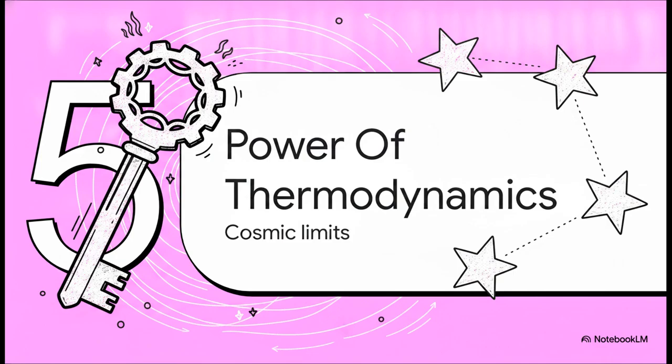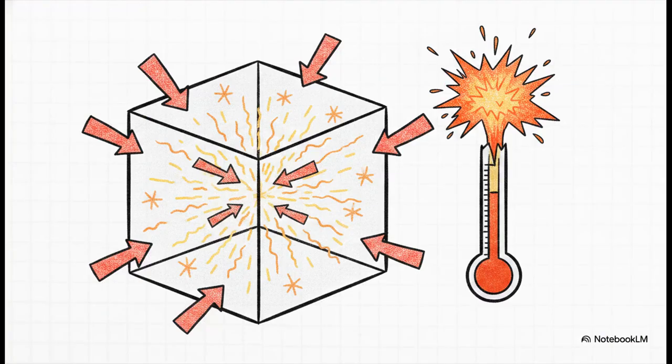Finally, we arrive at Section 5, the power of thermodynamics, cosmic limits. Let's see how this builds when we take our master key completely out of the laboratory and point it right at the stars themselves. Imagine a box that isn't filled with gas, but is filled purely with radiation, just light photons. Now, we know photons exert a physical pressure.